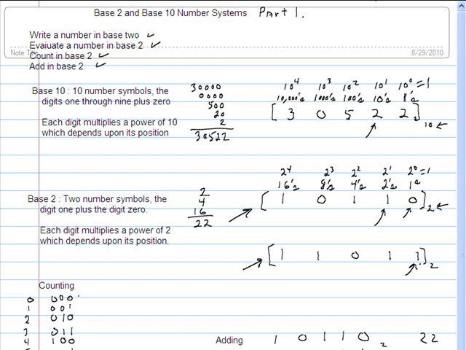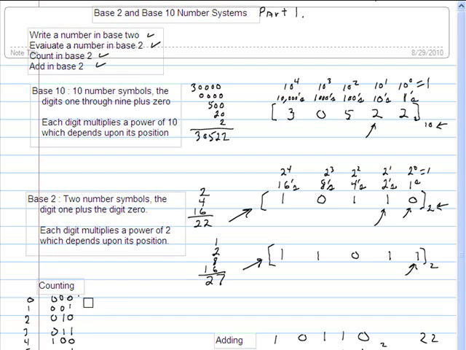This first one down here is 1 times 2 to the 0, so that's 1, 1. This is 1 times 2 to the 1, so that's 1, 2. This is no 2 to the 2s, so that's no 4s, but this is 1, 8. And this is 1, 2 to the 4th, so that would be 1, 16. So 16 and 8 is 24, 26, 27. You should have gotten 27.